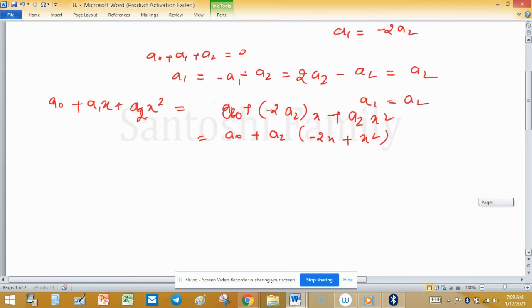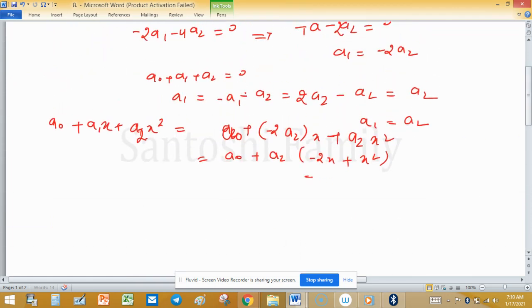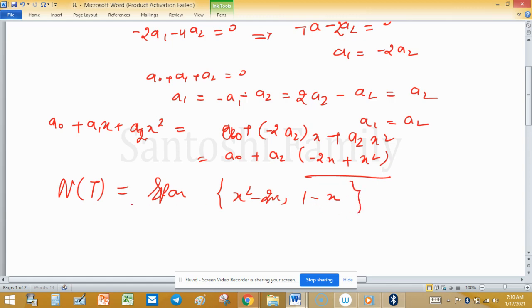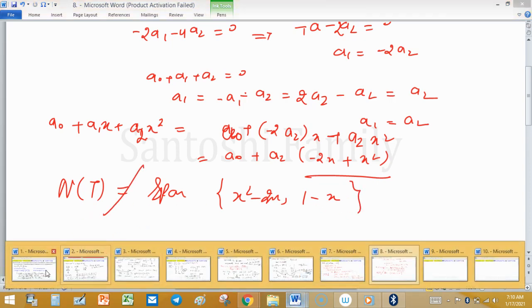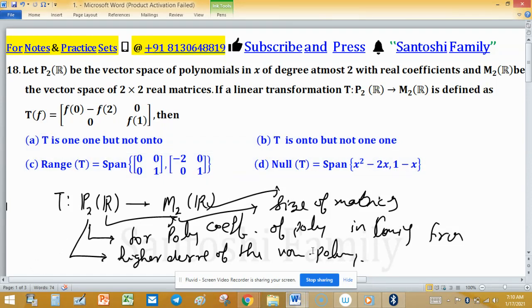So the null space is a linear combination of this set. So the null space of T is not the spanning set of x square minus 2x comma 1 minus x. So this option was wrong. So the only correct option is option C.